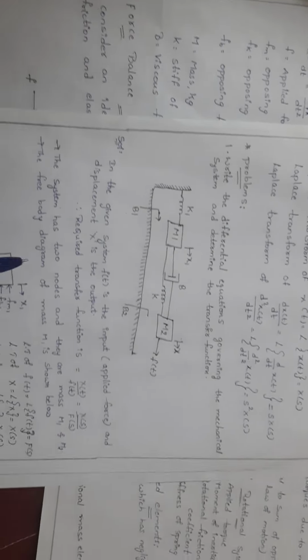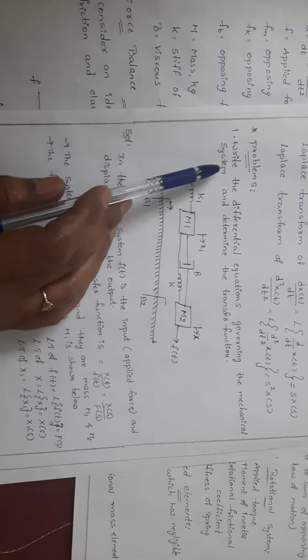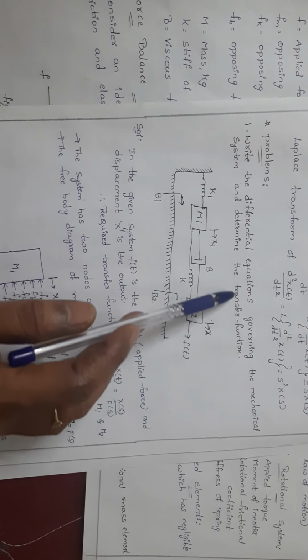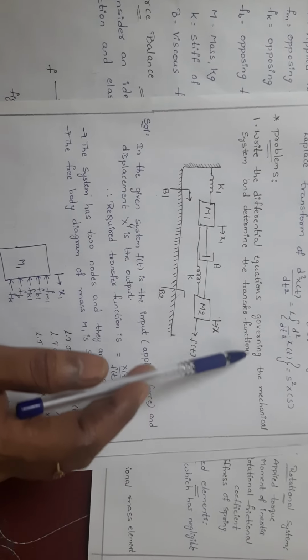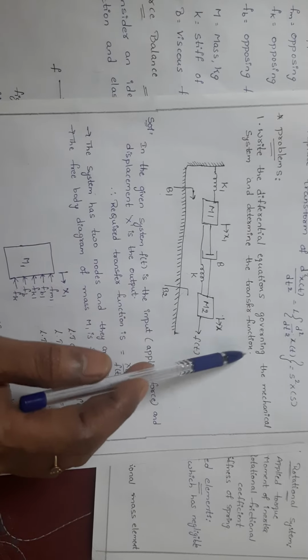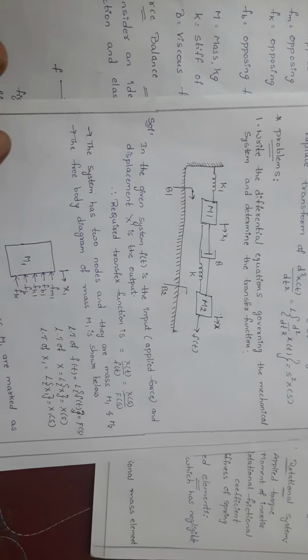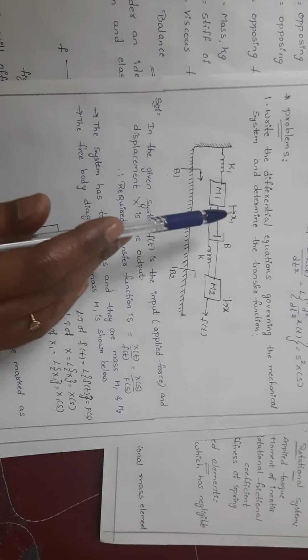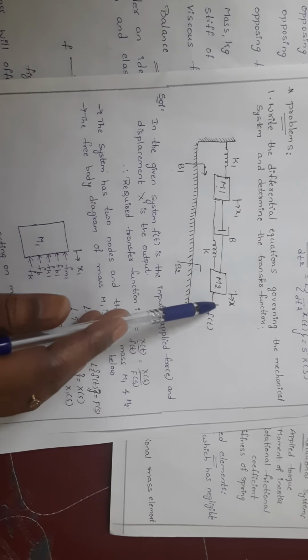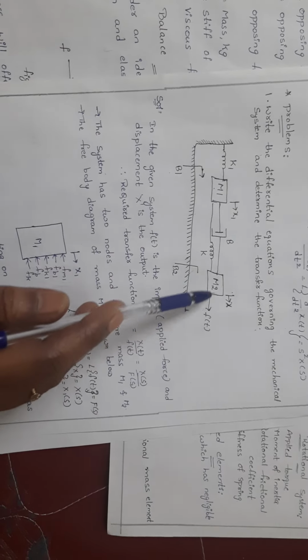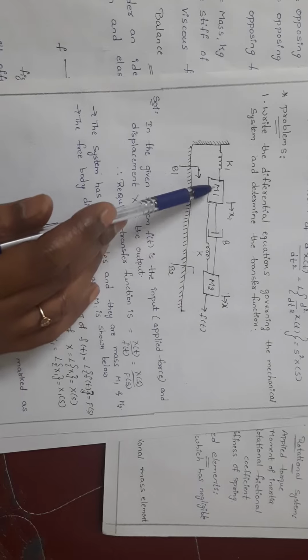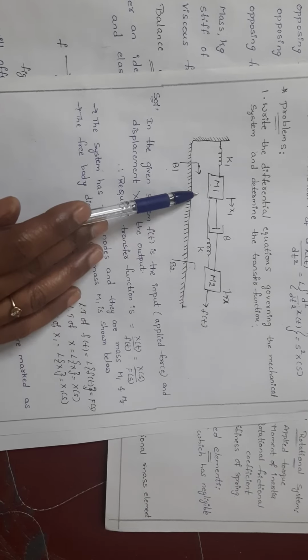Now let us see one problem, on this mechanical translational system. Write the differential equations governing the mechanical system and determine the transfer function. So this is the problem given to us. See here, one mass m1 is there, m2 is there, f of t is applied at m2, and for m1 no f is there, right?